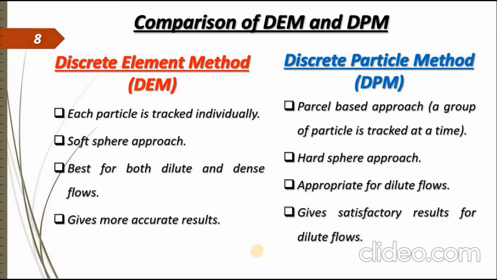DEM is best for both dilute and dense flows and gives more accurate results, while DPM is only best for dilute flows and gives satisfactory results for dilute flows. This means DPM cannot be used for very high concentrations of particles, while DEM can be used for low and high concentration of particles, for both dilute and dense flows.